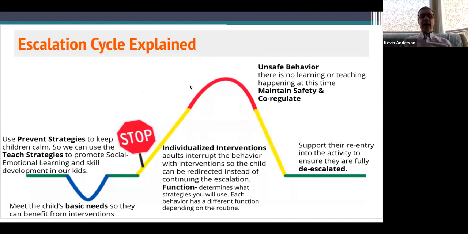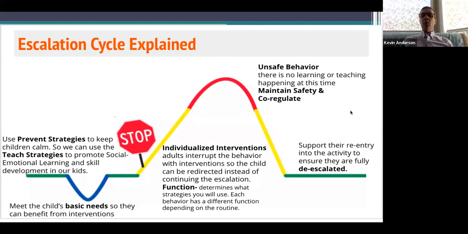That is great. So we are going to start by talking about some of the language and some of the terms you may be hearing when we talk about challenging behavior. We have in front of us a diagram of what we would call the escalation cycle. When we think about challenging behavior, you'll hear people talk about children being in the green zone, the yellow zone, and the red zone.